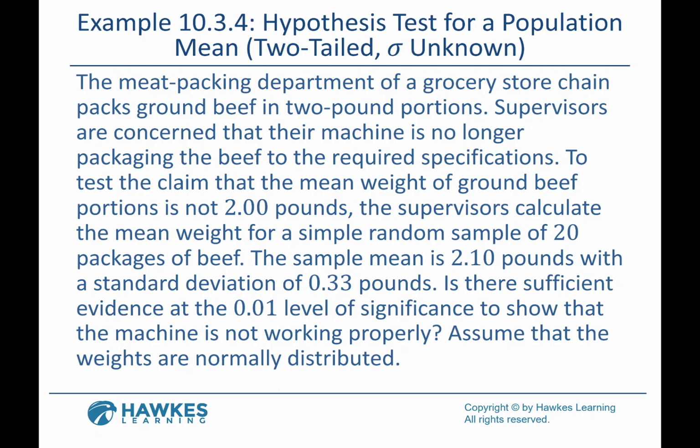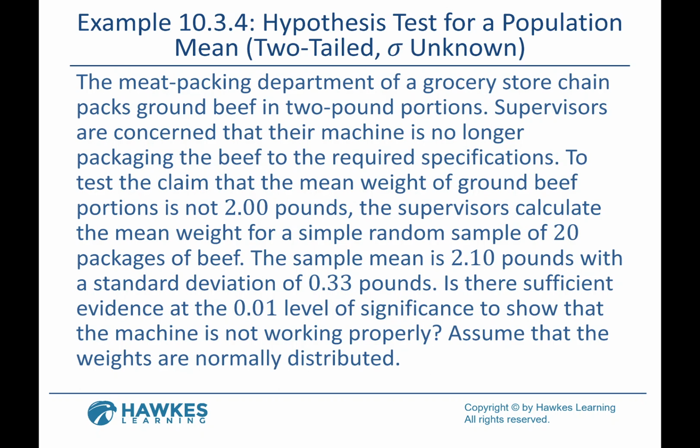All right, this one, we've got a meat packing department. They normally put their beef into 2-pound portions. Supervisors are concerned the machine's no longer packaging the beef to the required specifications. To test the claim that the mean weight of ground beef portions is not 2 pounds, the supervisors calculate the mean weight for a simple random sample of 20 packages of beef. The sample mean is 2.10 pounds with a standard deviation of 0.33 pounds. Is there sufficient evidence at the 0.01 level of significance to show that the machine is not working properly, assuming the weights are normally distributed?